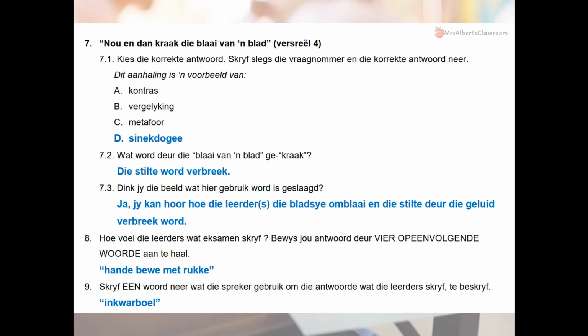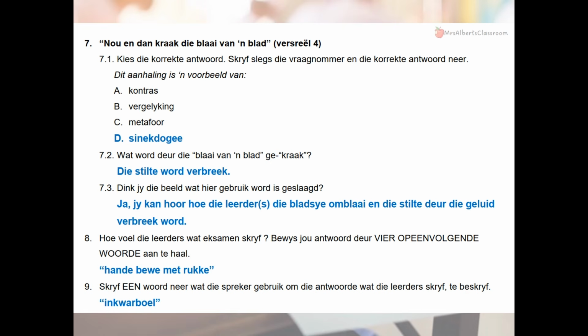Nommer 9, skryf een woord neer wat die spreker gebruik om die antwoorde wat die leerders skryf te beskryf. So one word that you have to write down that shows us how the answers look that the learners are writing, and that word is inkwarboel. Remember, inkwarboel means a mess of ink on paper.